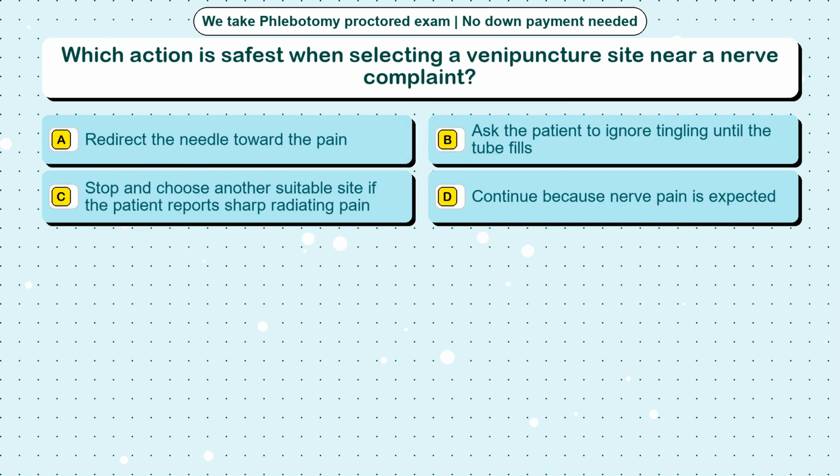Question 27. Which action is safest when selecting a venipuncture site near a nerve complaint? Option A, redirect the needle toward the pain. Option B, ask the patient to ignore tingling until the tube fills.